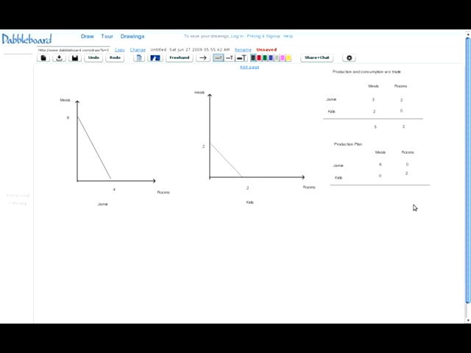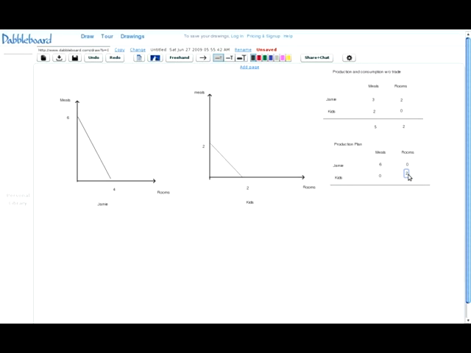And I'm just going to fill this in over on this production plan table. Okay, so now I've filled in those production plans showing that, again, the Jamie character is producing 6 meals and no clean rooms, while the kids are producing no meals and 2 clean rooms. Now please note, you end up with total production of 6 meals, which is more than what you had before, and total production of rooms of 2, which is exactly what you had before.